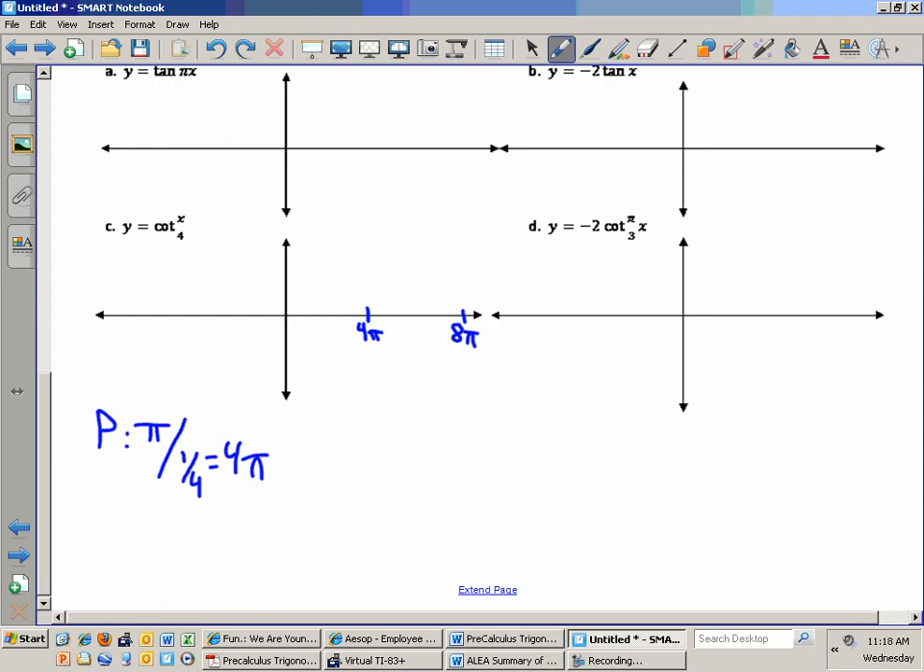Yeah, you could go 4 pi on one side and -4 pi on the other side. I'm going to go -8 pi. Because I get to do what I want.